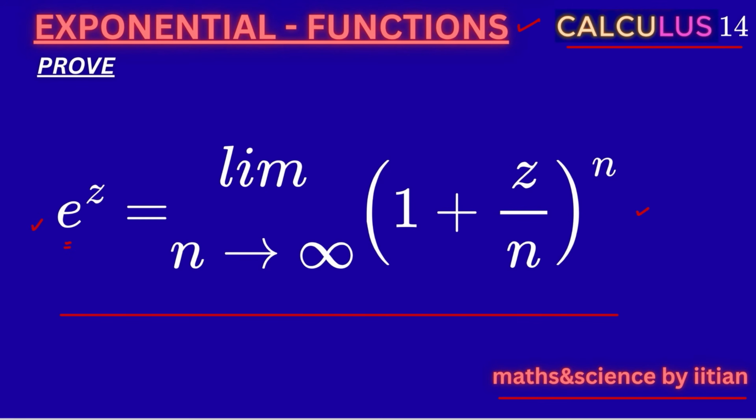In the last class, we saw expressing e in terms of hyperbolic functions. Now, we will see expressing e to the power of z in terms of limits of an exponential function. This can be achieved in two ways. One is the binomial expansion method, and another is by taking logarithms. I will go with the natural logarithms and prove this.